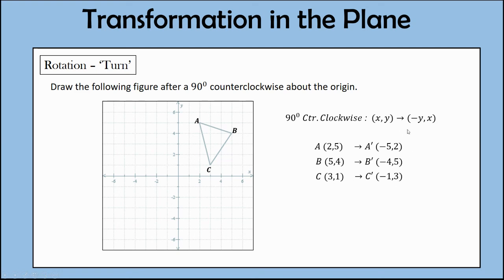Okay, that's just taking the points, applying the rule. Plot them now. Here's -5, 2, excuse me. Here's -4, 5. There's -1, 3. Connect them. 90 degrees counterclockwise, guys, is moving it to the left, right? One rotation here, one quadrant. So there's what it would be if I rotated it.